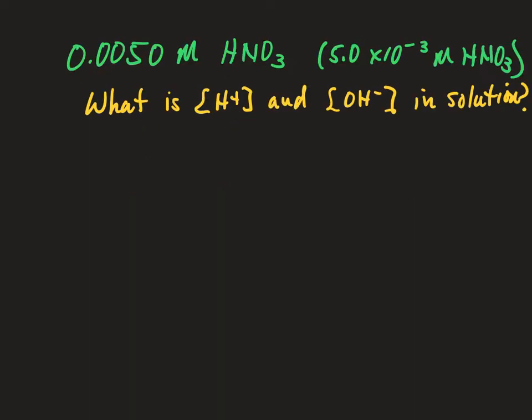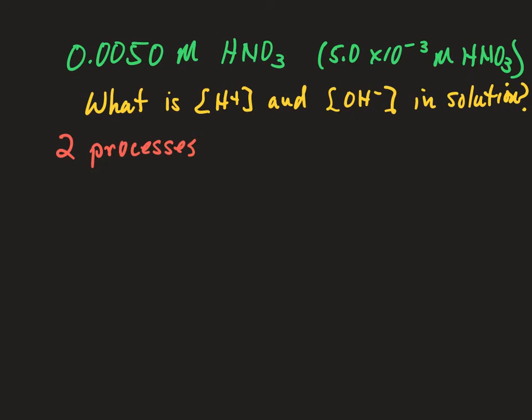So let's consider this solution. We've got 0.0050 molar nitric acid, or 5.0 times 10 to the minus 3 molar nitric acid. What is the concentration of hydrogen ions and the concentration of hydroxide ions in this solution? One of the things we have to remember here is we have two processes that we have to consider.